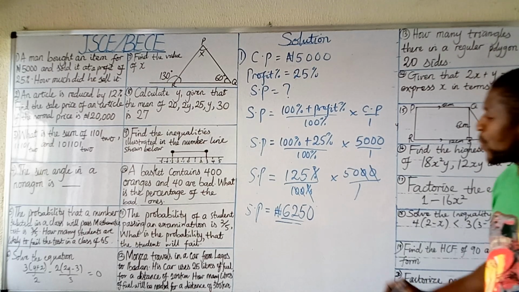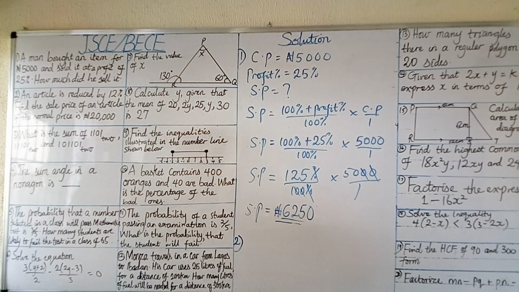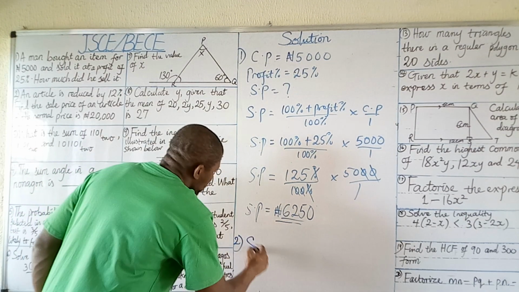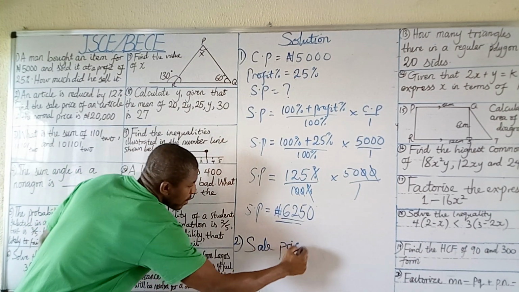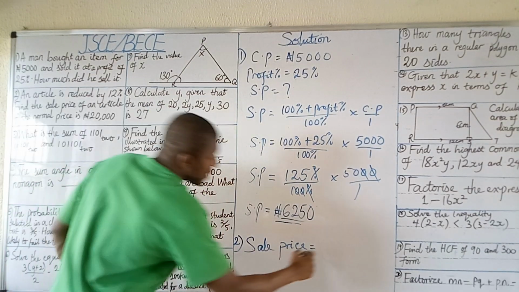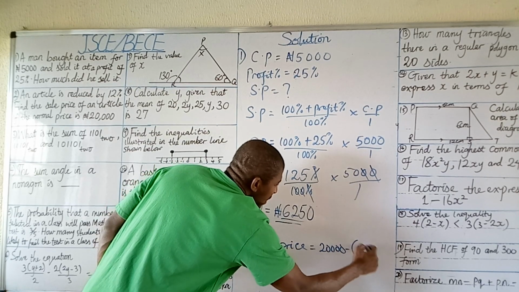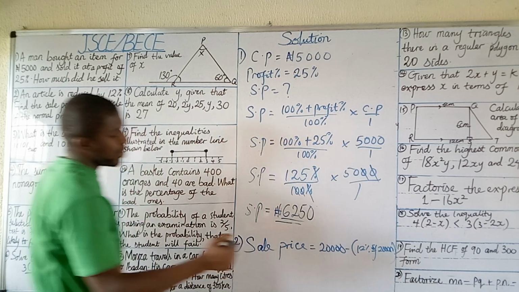Next is question 2. Question 2 says an article is reduced by 12%. Find the sale price of the article if the normal price is 20,000. So let us get the sale price. I believe you can see the word sale price. Sale price is equal to the amount given, 20,000 naira, minus 12% of 20,000 naira. That's how we're going to arrange it.